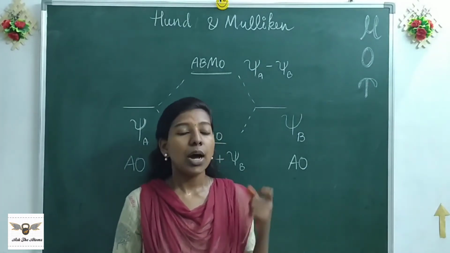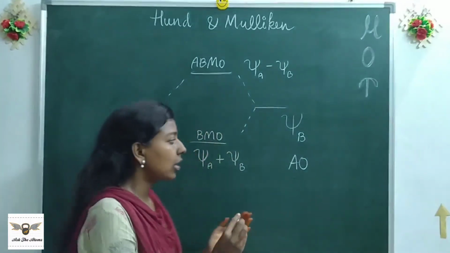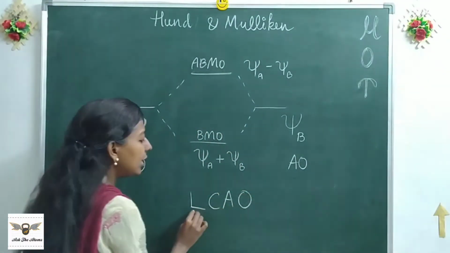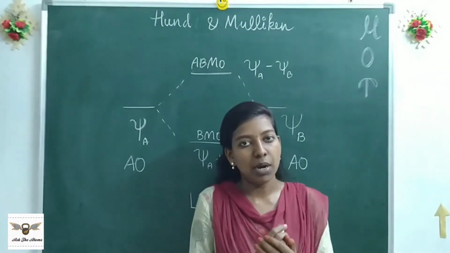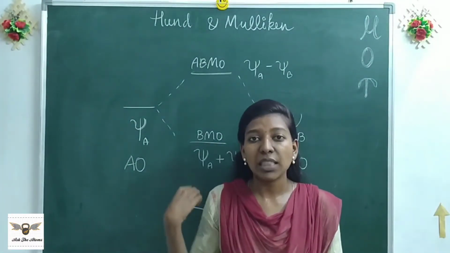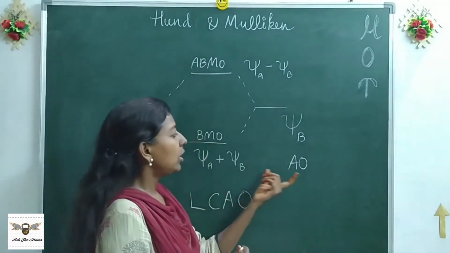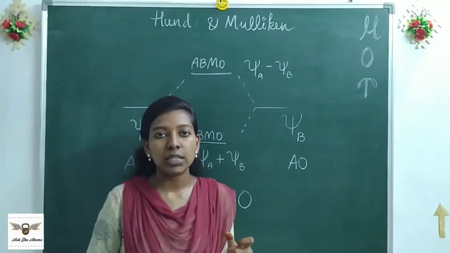So how are they formed? Atomic orbitals are combining. You call that combination LCAO, linear combination of atomic orbitals. So linearly they combine. This is a mathematical approximation method where you linearly combine the atomic orbitals and you get the molecular orbitals. So how do I do that?